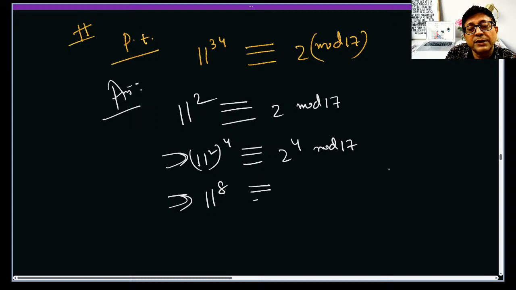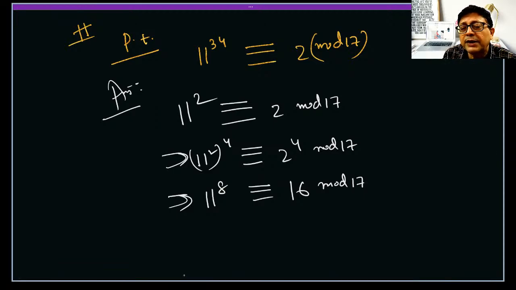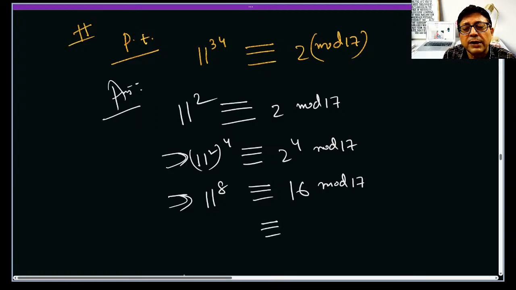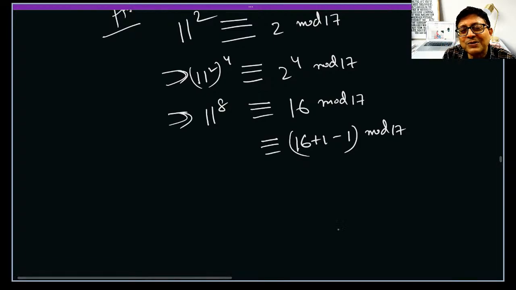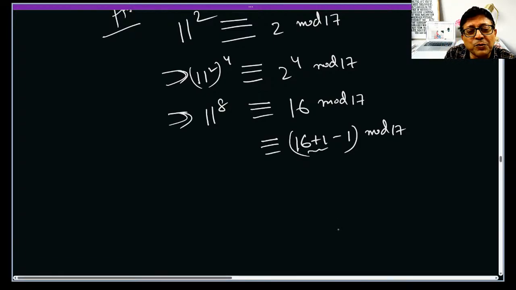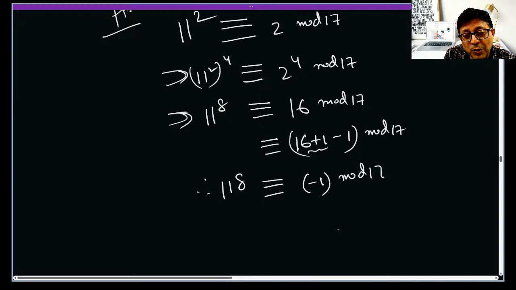11 to the power 8 is congruent with 16 mod 17. Okay, 16 you cannot divide by 17, but if you say that I'll add 1 and subtract 1, then it's all right. Okay, we are playing with congruencies. Added 1 and subtracted 1. Now 17 is divisible by 17, so you may exclude this. 11 to the power 8 is congruent with minus 1 mod 17.